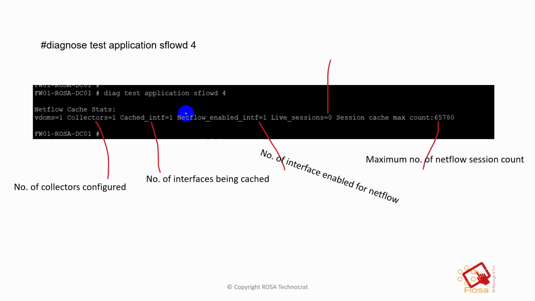Then we also have the same command, but instead of using the variable 3, now we have to use 4. So what happens if we use 4? It shows in how many VDOMs Netflow is enabled, how many collectors are configured, which interface or how many interfaces are being used for Netflow, and whether there are any live sessions going on, and what the session cache maximum count is. That means the maximum number of Netflow sessions. The detailed description I have given here as well: Netflow collectors configured, number of interfaces being cached, number of interfaces enabled for Netflow. So you can see this here.